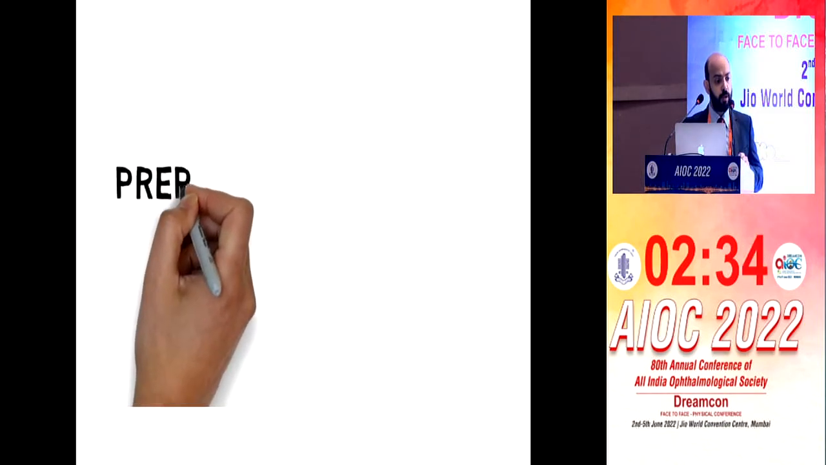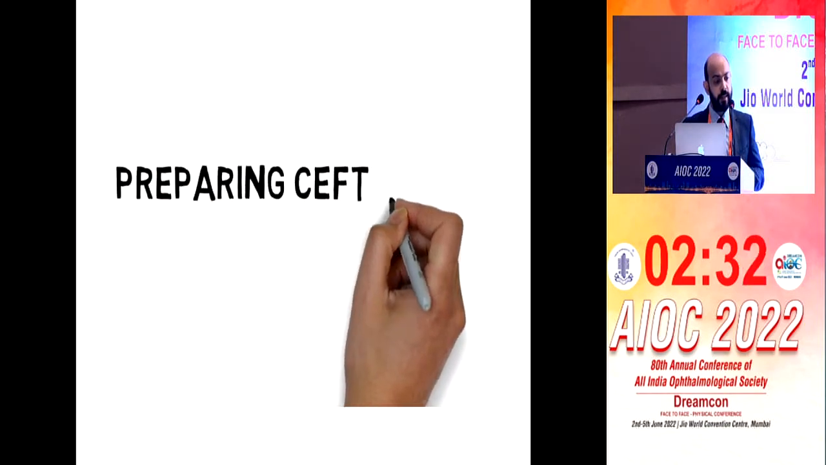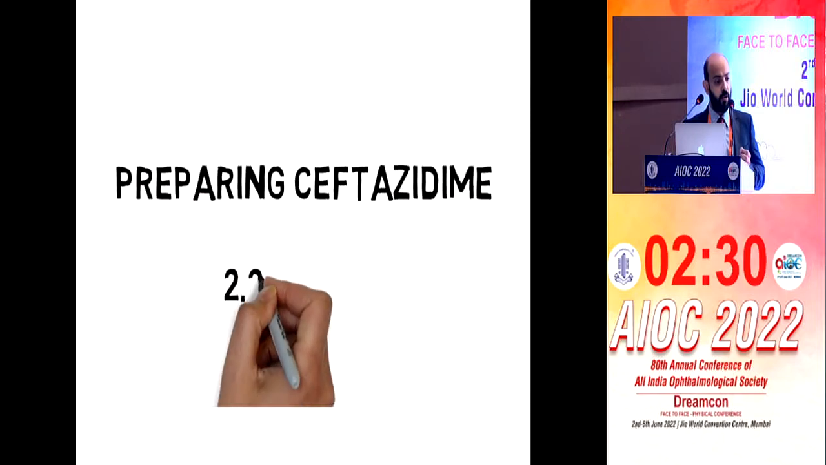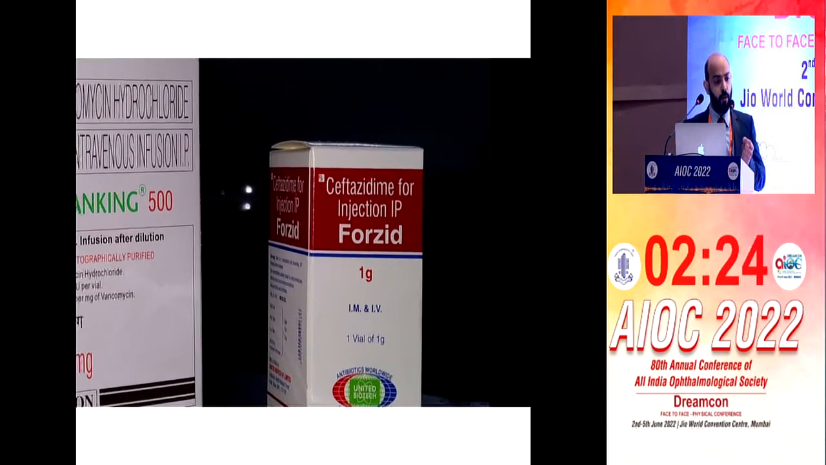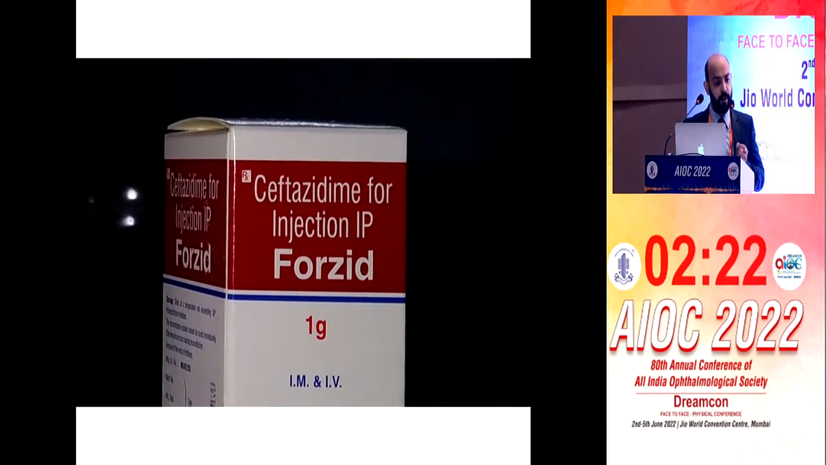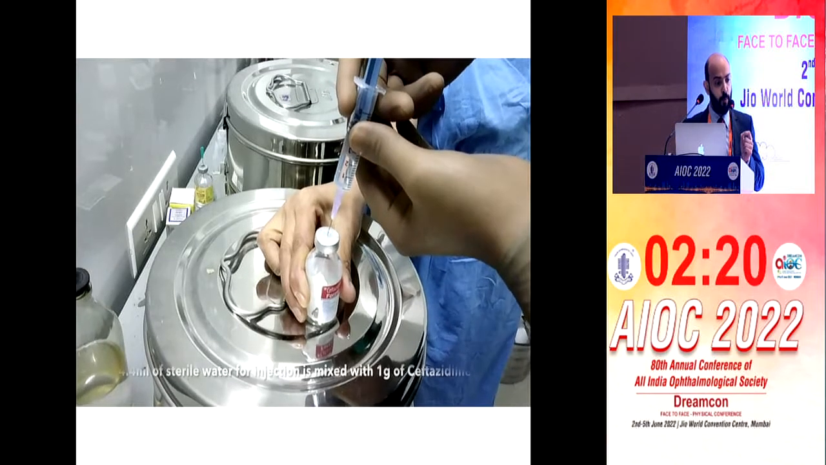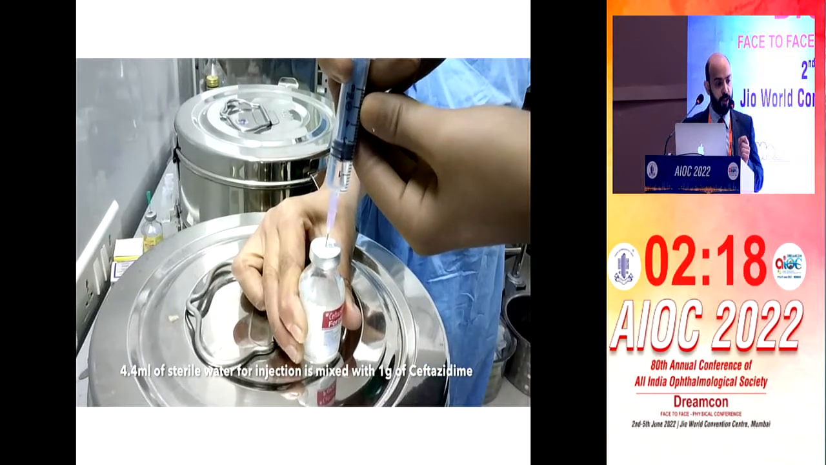Next, we'll be moving to the preparation of ceftazidime. Ceftazidime again comes in multiple concentrations. We desire 2.25 milligram in 0.1 ml. So for a 1 gram vial, we usually use 4.4 ml of distilled water for injection.